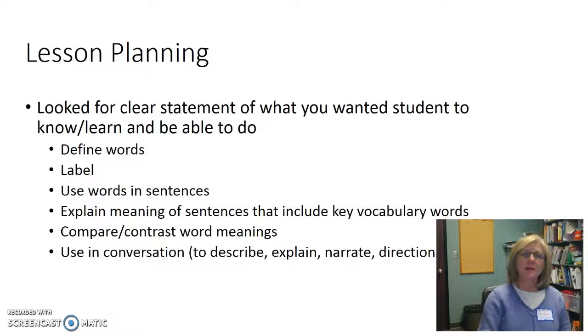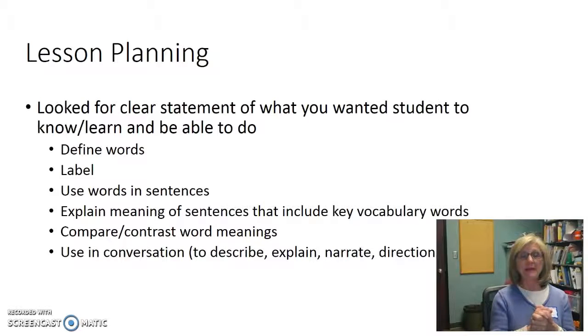So the first thing that I looked at was your lesson plan and some of the things I want to remind you of. First of all, what I looked for is a clear statement of what you wanted the student to know and be able to do. So we're talking about performance. And the clearer that is to you, that you can actually see what you want the student to do, the better your lesson is going to be and the more likely actually that they will learn it.